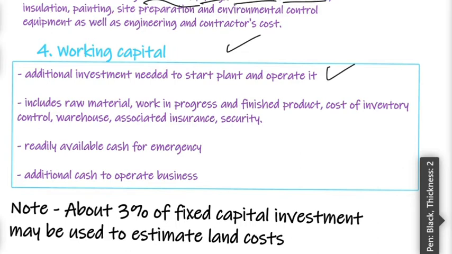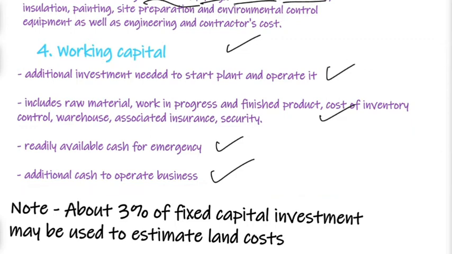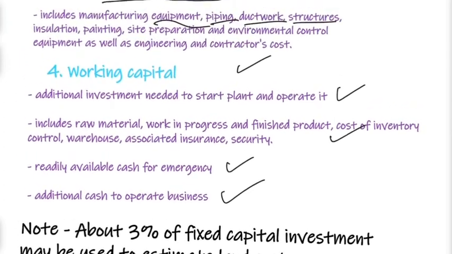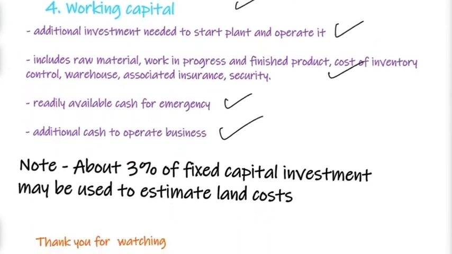Similarly, cost of inventory, warehouse, insurance, and security. All these things related to the working of the plant are included in working capital. It also includes readily available cash for emergencies, as well as additional cash to operate the business. So working capital is the capital that is used after the plant setup is completed. These are all the types of capital which you should remember.